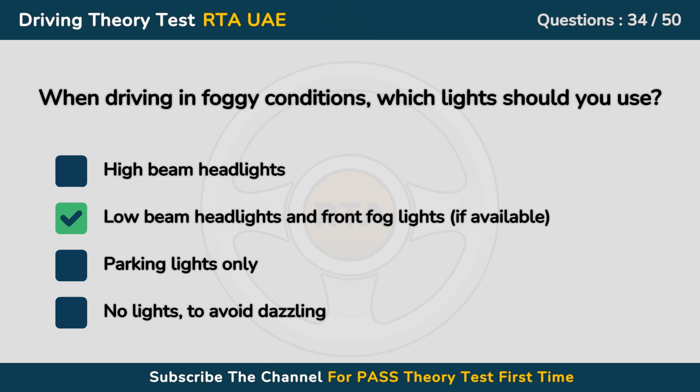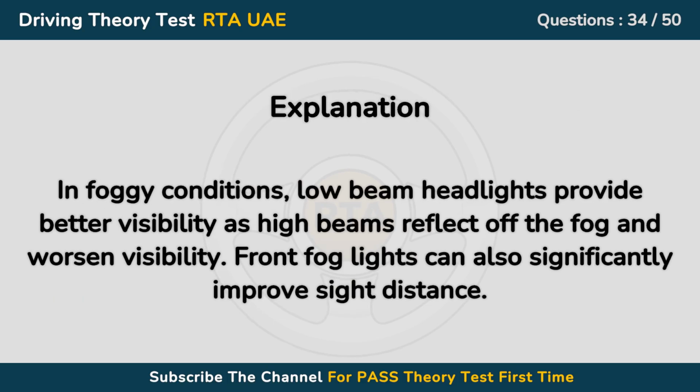Answer is B. Low beam headlights and front fog lights if available. In foggy conditions, low beam headlights provide better visibility as high beams reflect off the fog and worsen visibility. Front fog lights can also significantly improve sight distance.